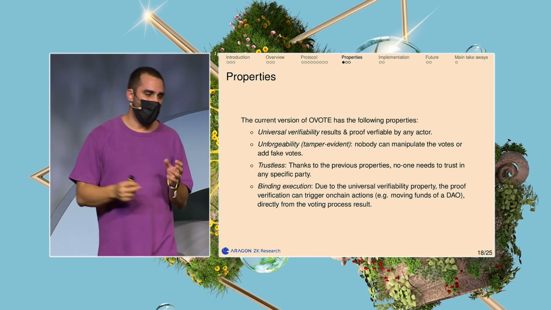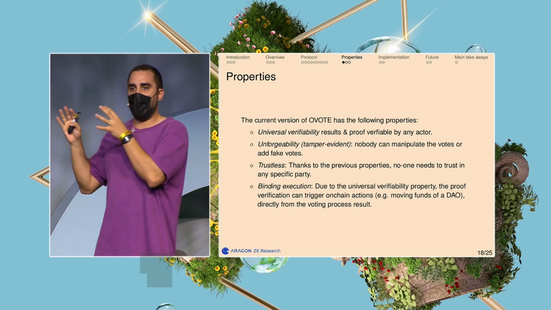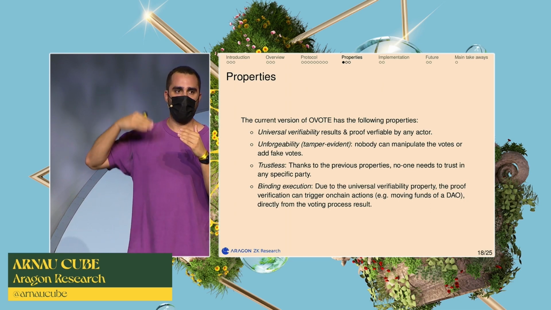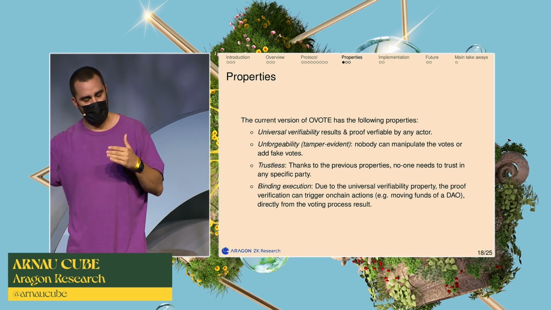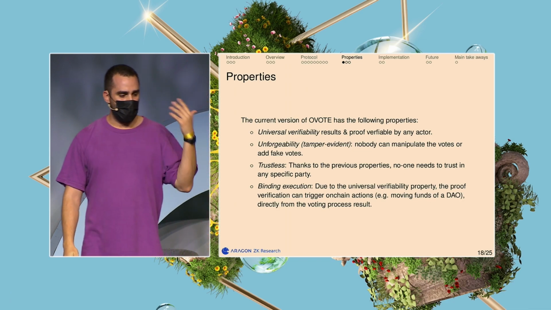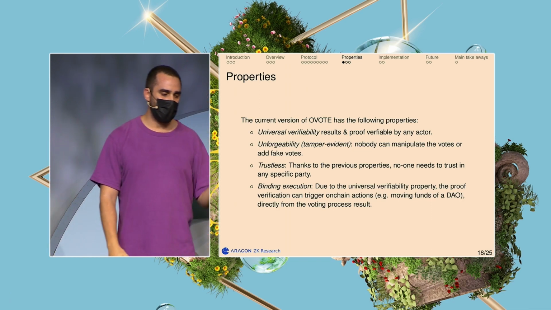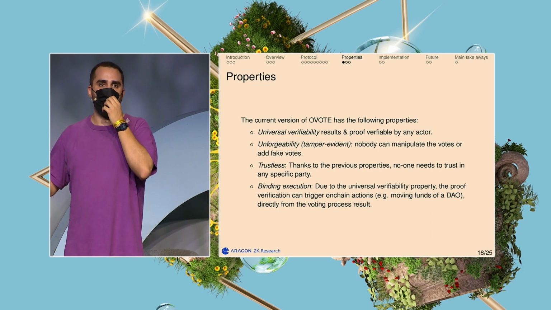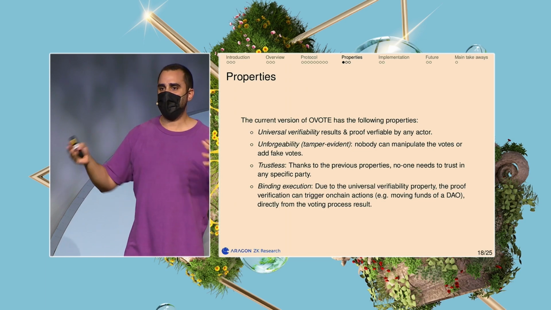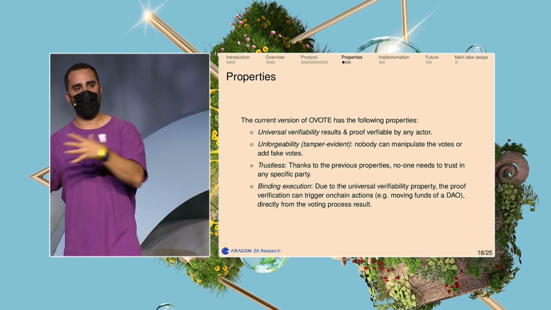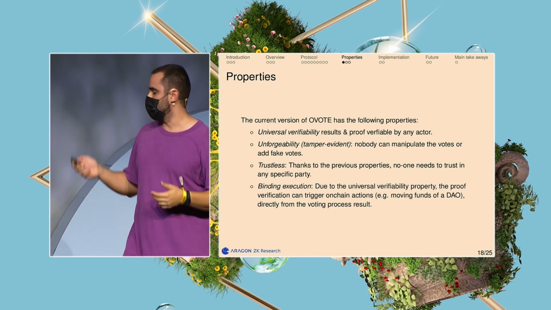Then, regarding properties, these are the properties that we have for this current design iteration, which is the first one, but we aim to keep iterating this and doing newer designs. Basically what we have now is universal verifiability, unforgeability, trustless, and binding execution. This is what we were aiming for: to have big scalability, but at the same time a trustless system with binding execution that can trigger on-chain transactions.